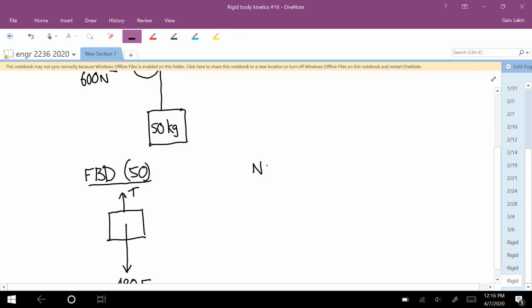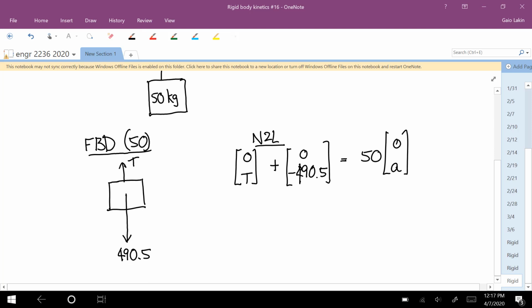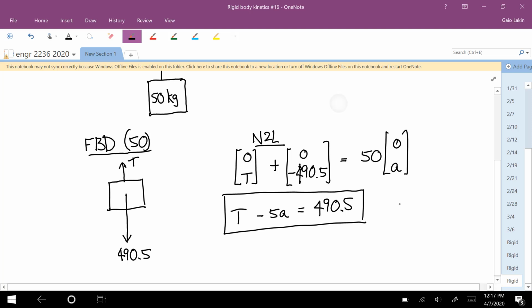And now we'll go to Newton's second law. You get 0T plus 0, negative 490.5 is equal to 50 times 0A. The x equation doesn't tell us anything. The y equation says T minus 50A is equal to 490.5. You can't solve it because you have two unknowns, but we'll come back to it.